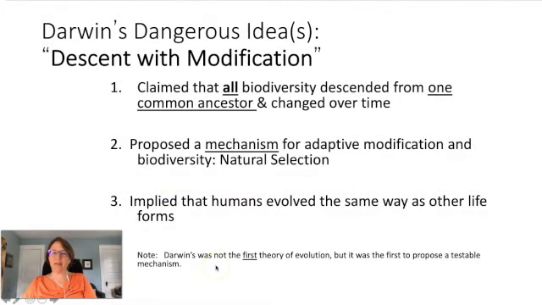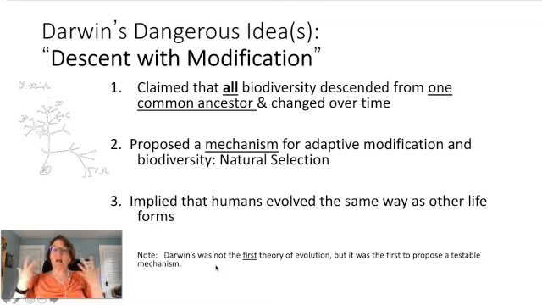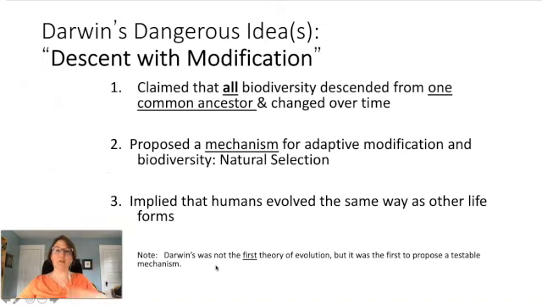Everyone, I'm here to give a short overview of Darwin's most dangerous idea, the idea of evolution by natural selection, or as he called it, descent with modification. Darwin was the first person to come up with a theory that claims that all biodiversity descends from a single common ancestor and then changed over time. And the theory also proposes a mechanism, a testable mechanism, for how that change happens.